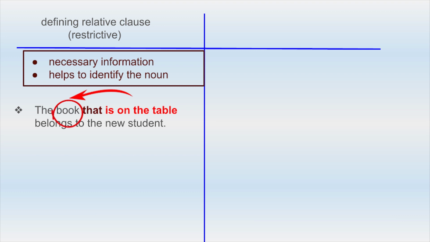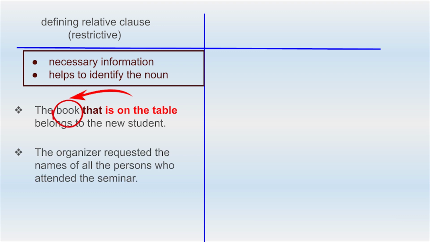Our next example: The organizer requested the names of all the persons who attended the seminar. "Who" is the relative pronoun. "Attended the seminar" is the defining relative clause. It identifies the persons.